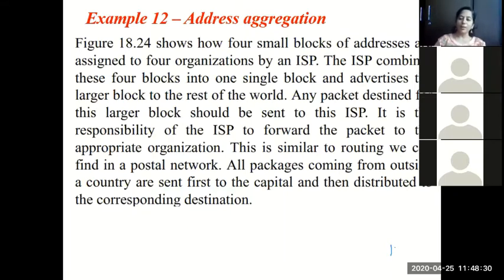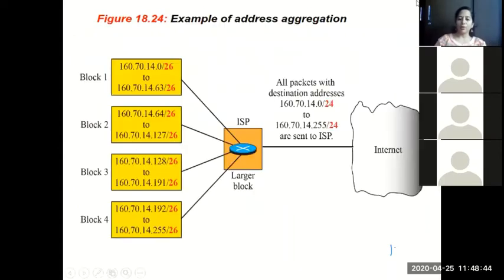In the previous example, if you consider each of the addresses divided as one academic block, the rest of the world will see RNSIT inclusive of all these three address blocks. You can see in this example clearly what address aggregation is. Block 1 has starting address 160.70.14.0/26 and the last address .14.63. There is a change in the last byte. So the prefix length is 26 bits.